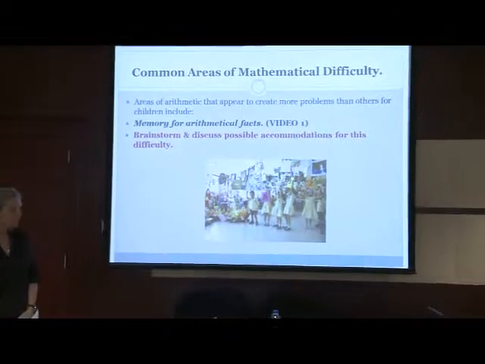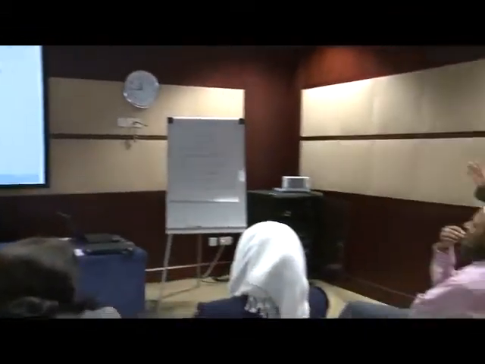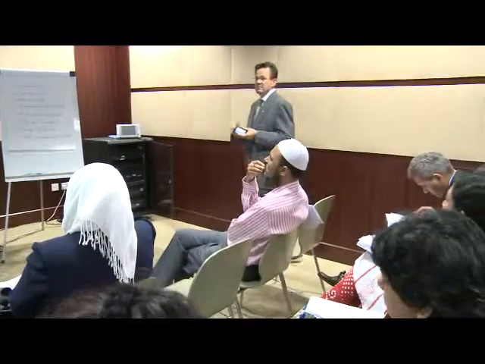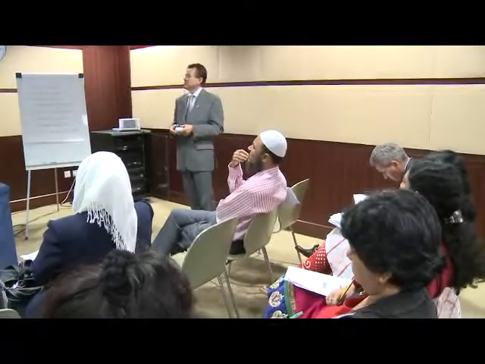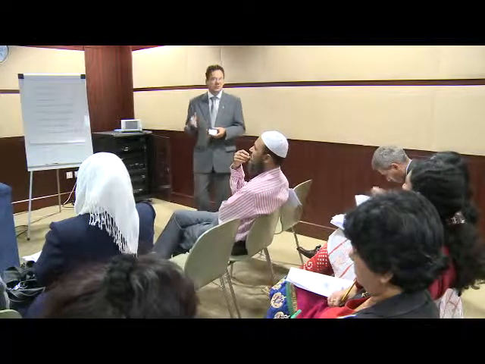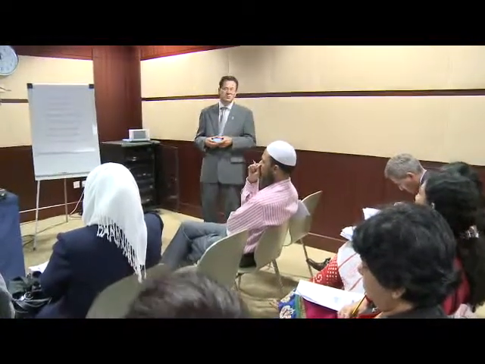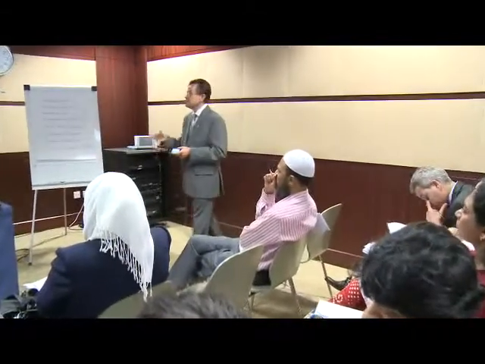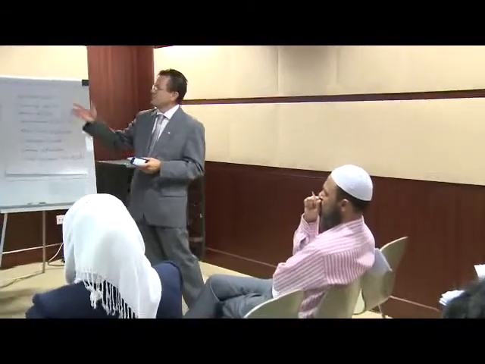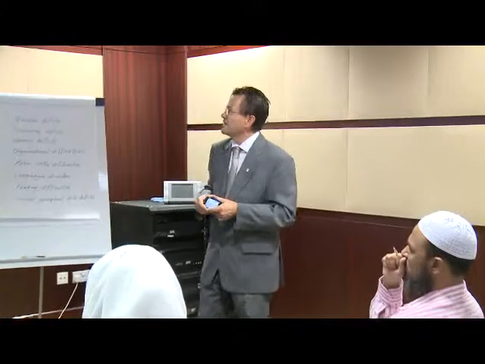Now, we have some common areas of mathematical difficulty. Of course, children have mathematical difficulties right across the spectrum. But according to the research and our own experience in the classroom, we've found that there are maybe 4 different areas of difficulty that are pretty common amongst young learners and primary school learners in general. The first one is memory for mathematical facts.